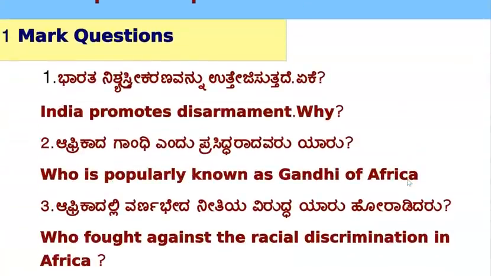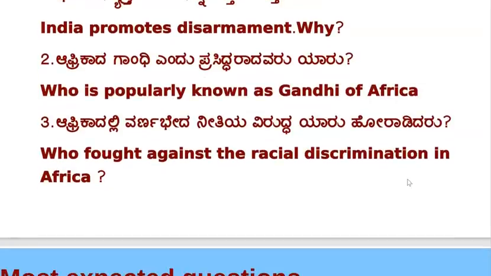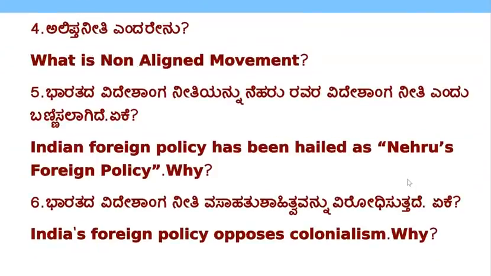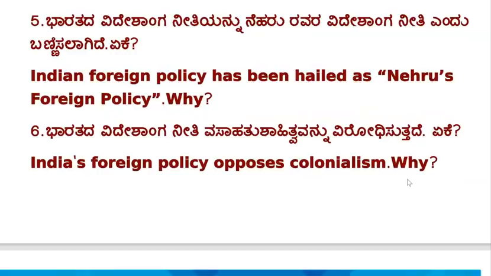Next, 1 mark questions. In case they ask you any 1 mark question from this chapter, you can expect these questions. India promotes disarmament. Why? Who is popularly known as Gandhi of Africa? Who fought against racial discrimination in Africa? Number 4, what is the non-aligned movement? Number 5, Indian foreign policy has been hailed as Nehru's foreign policy. Why? Number 6, India's foreign policy opposes colonialism. Why?